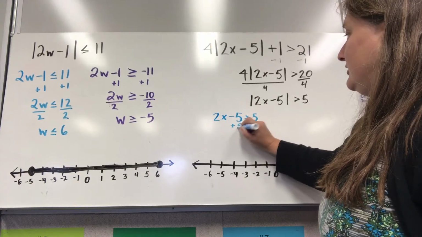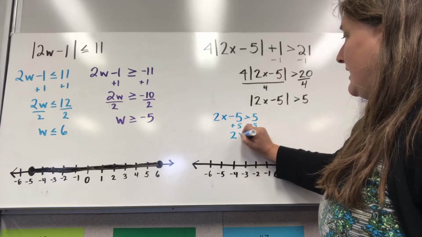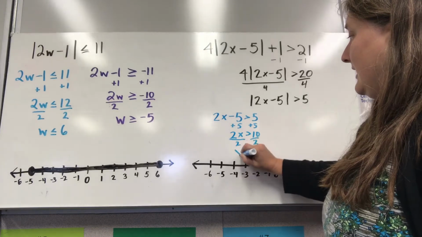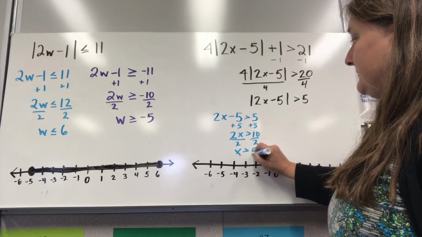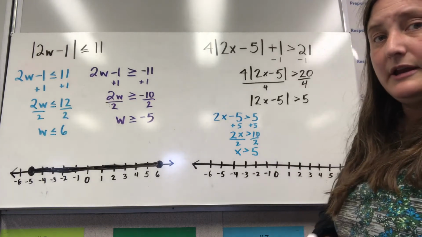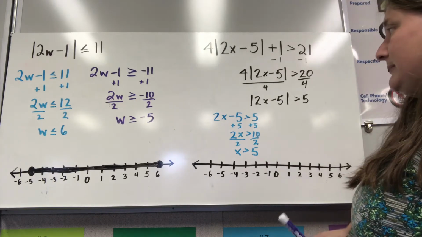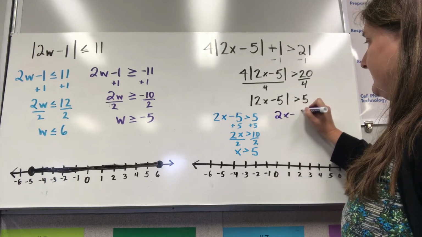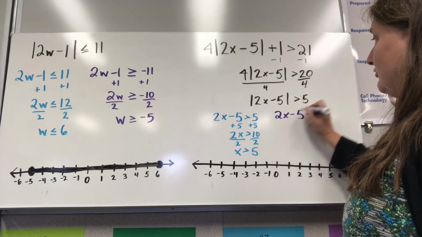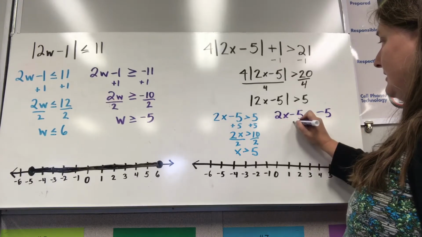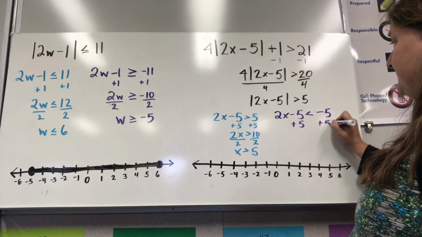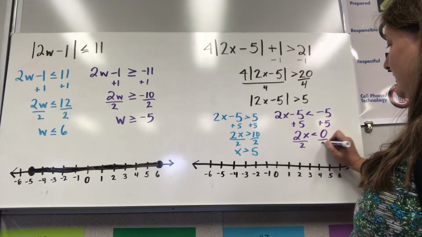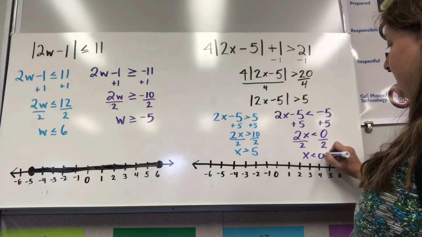So I'm going to add 5 to each side, and I have 2x is greater than 10, divide by 2, and I get x is greater than 5. My second inequality is going to start exactly the same. I'm going to start with the 2x minus 5, but I'm going to reverse my sign, and I'm going to change my answer to its opposite, negative 5. I'm going to now add 5 to each side, and I get 2x is less than 0, divide by 2, and I get x is less than 0.